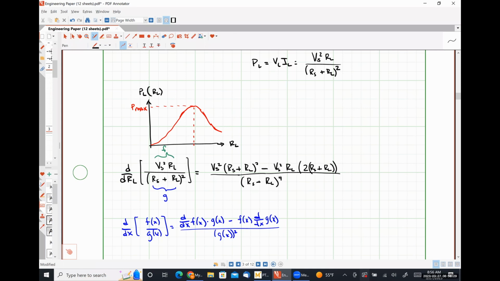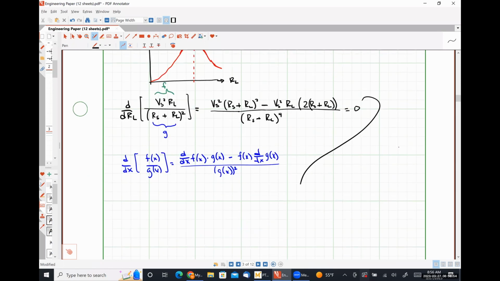Okay, so I want this to be equal to 0, which means the numerator needs to be equal to 0. If the numerator is equal to 0, the whole fraction is equal to 0. And there's no way the denominator is ever going to be equal to 0 unless we're dealing with negative resistances anyway. So let's bring that down.